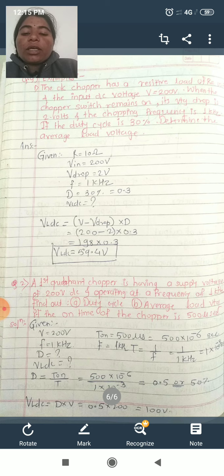From this F, you can calculate the T time, that is the total time. Then we have to calculate the duty cycle and DC load voltage. For duty cycle, the formula is T on upon T. T on is given, and T is calculated from the given frequency, then you will get 50% as the duty cycle. And VLDC is nothing but D into V, that is the duty cycle into input voltage, then you will get VLDC is equal to 100 volt.